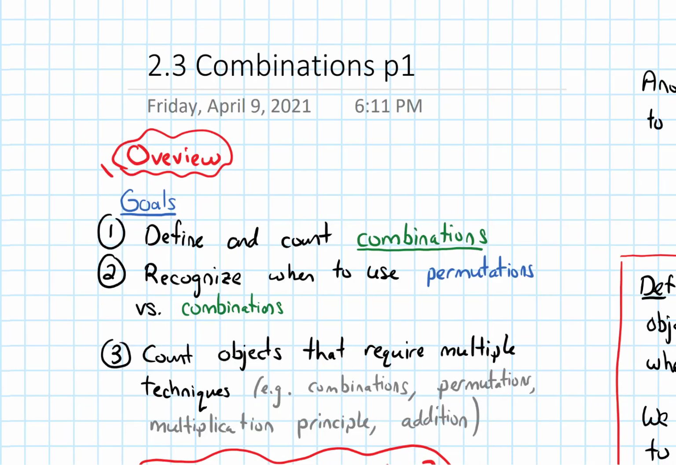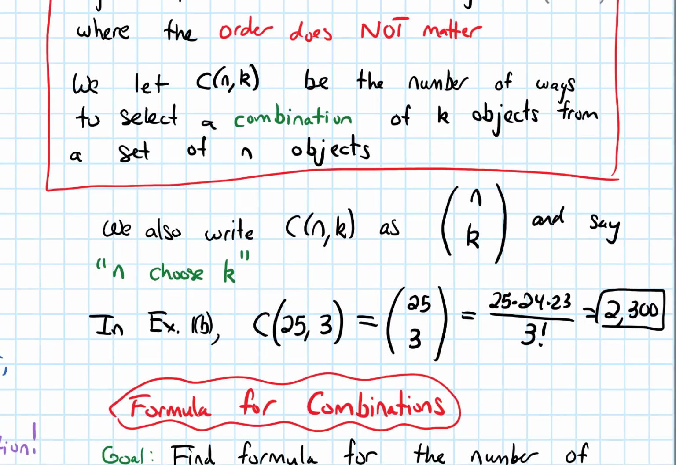So in terms of our goals for this section, we finished goal number 1, which is defining and counting combinations. We'll continue talking about this first goal in the next video a little bit more. We'll find a general formula to count the number of combinations. In this video, we've also talked about our second goal, which is when do we use permutations, when the order matters, versus when do we use combinations, when the order does not matter. So in the next video, we will talk about finding a formula to count the number of combinations.